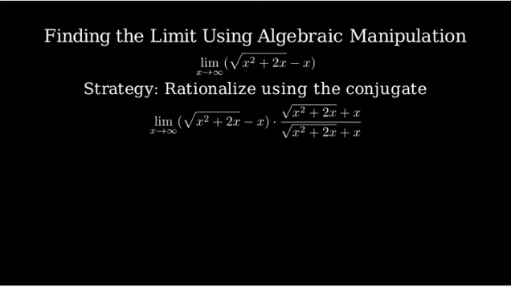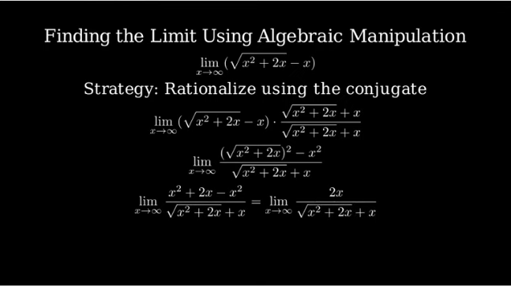Now, in the numerator, we multiply these terms using the difference of squares formula, a squared minus b squared. The denominator stays the same. Let's simplify the numerator. The square root squared cancels out, giving us x squared plus 2x minus x squared, which simplifies to 2x.